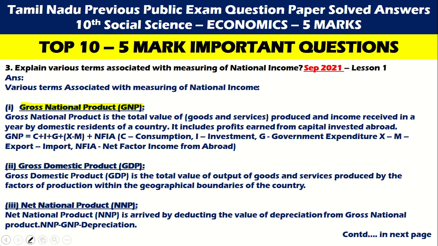Gross national product is the total value of the goods and services produced and income received in a year by domestic residents of a country. It includes profits earned from capital invested abroad. So, understand well, it includes profit earned from abroad. GNP is equal to C plus I plus G plus X minus M plus NFIA.